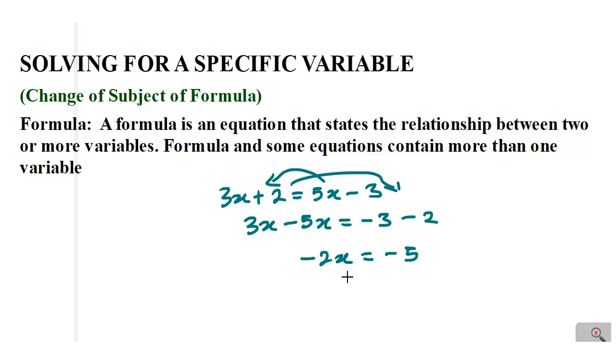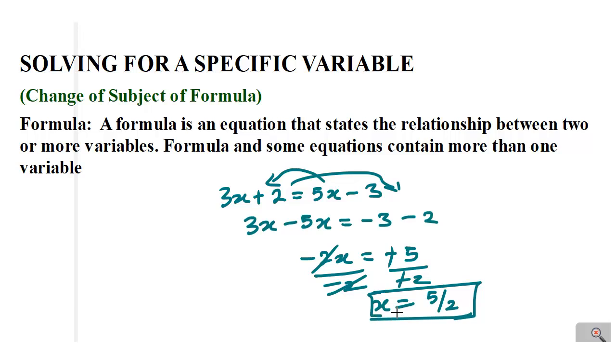Alright, so for me to make x the subject of formula, I divide both sides by the coefficient of x, which is minus 2. So basically x will now be, minus cancels minus, 5 over 2. So the subject of this formula is 5 over 2, which actually represents the solution to this problem.